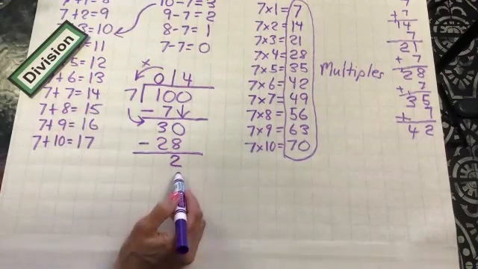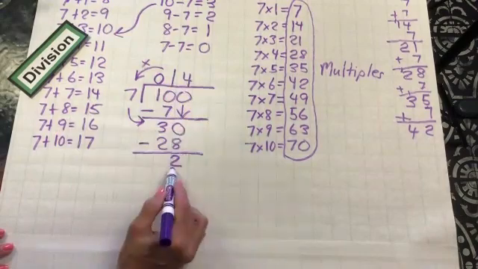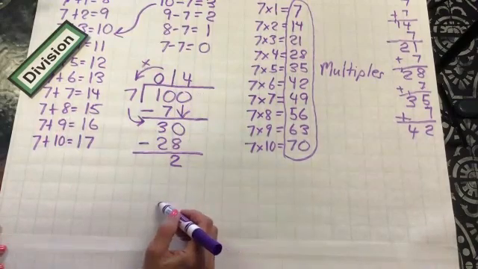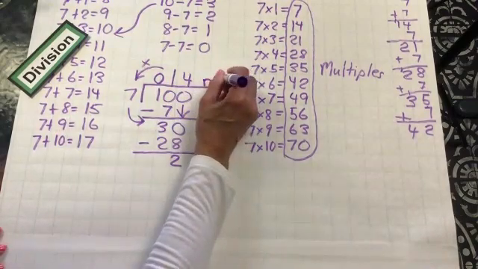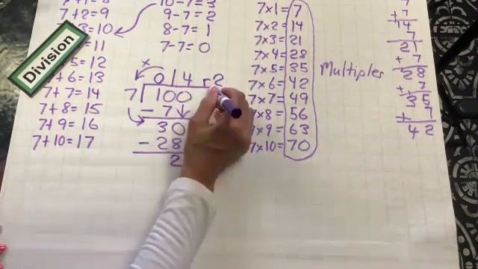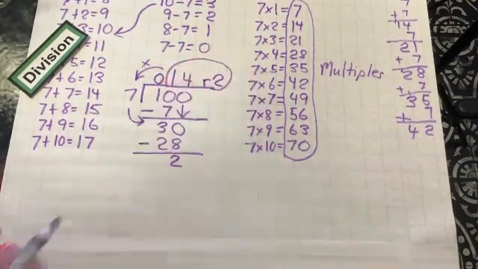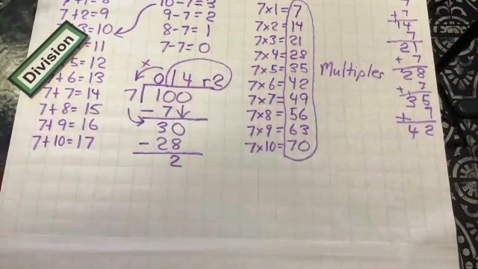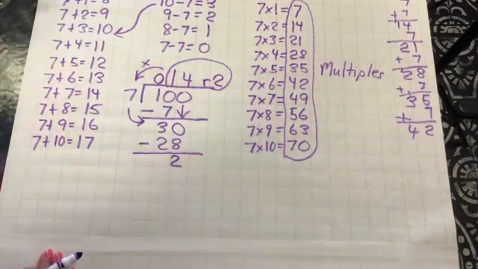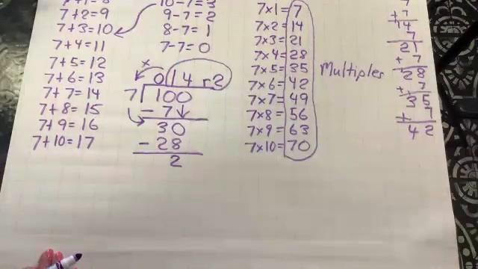Does 7 go into 2? It does not. So we're done with that column. There's no more columns to bring down. So then we have a remainder 2. So 7 goes into 100 14 times with a remainder 2. All right. Moving right along.